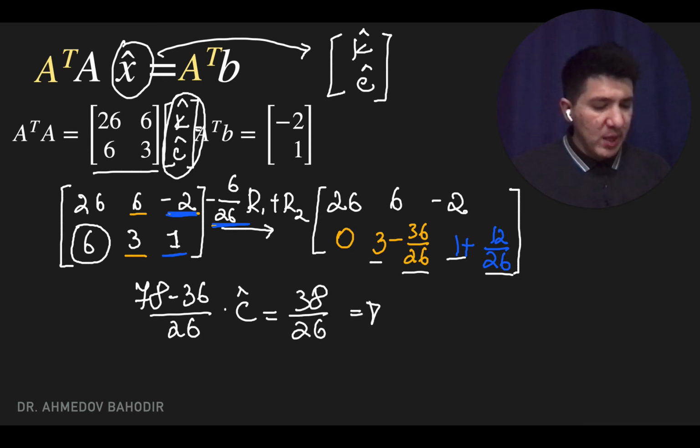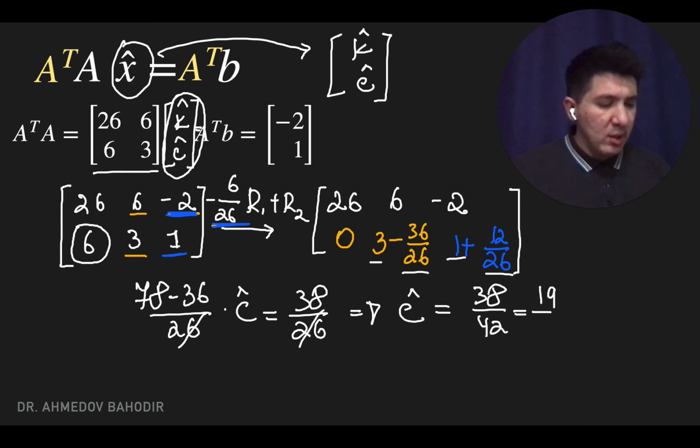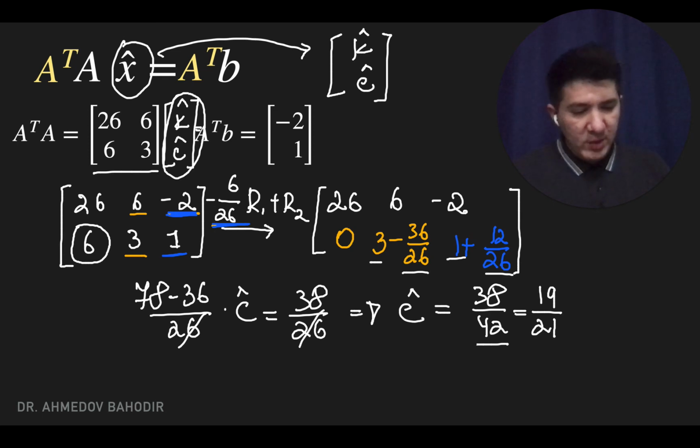So from here we obtained that c hat is equal to, so this is 42 if it goes to the right, and we can cancel this 26 and 26. It's going to be 38 over 42, or simply 19 over 21. Okay, so we are going to substitute 38 over 42 into the first equation here, and obtain the k from there.